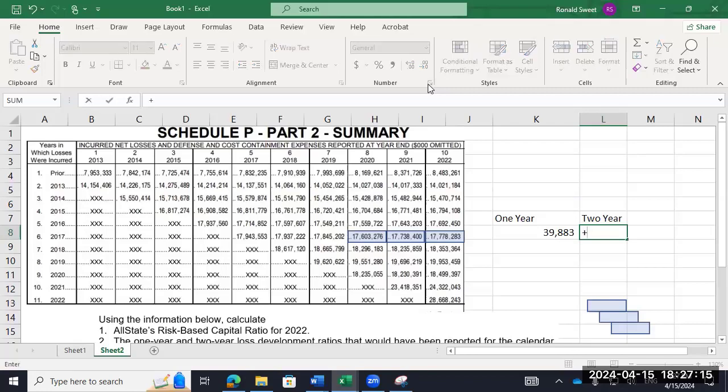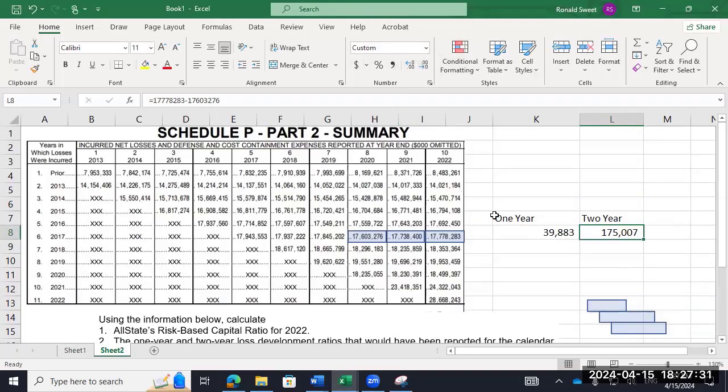Right. Then the 2 years, the same number, 17,778,283, but here we multiply 2 years ago, 17,603,276. And what did y'all get? 175,007. All right. So that's kind of a gimme question too.